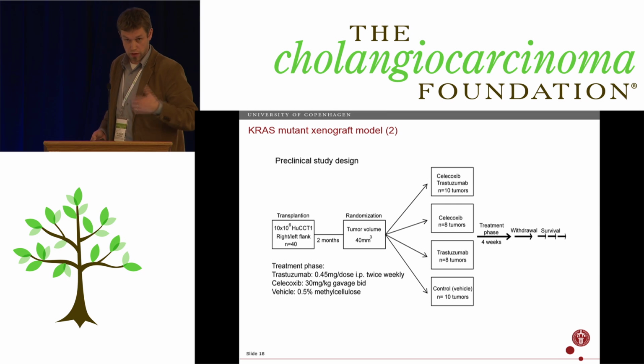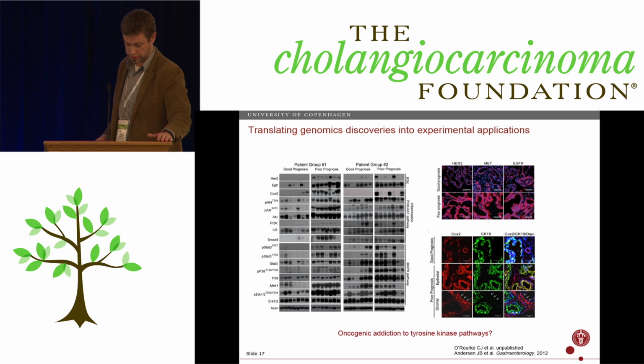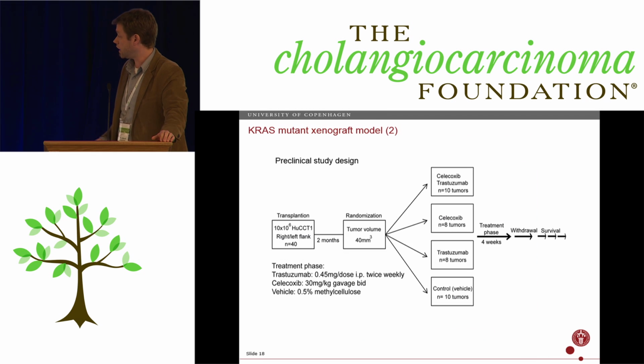So do we actually see an oncogenic addiction? It's a very dangerous word to use in this context, but anyway, do we see an oncogenic addiction to tyrosine kinase pathways, and will one be able to treat that? For that reason, we devised this, if you will, preclinical study design, where we used a KRAS mutated cell line, HUCCT1. All the cell lines we have in the repository are fully worked through for genomics and epigenomics, as well as mutations, so we know exactly how they match to patients and can integrate that information as well.